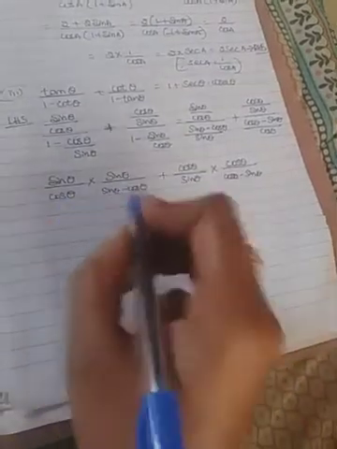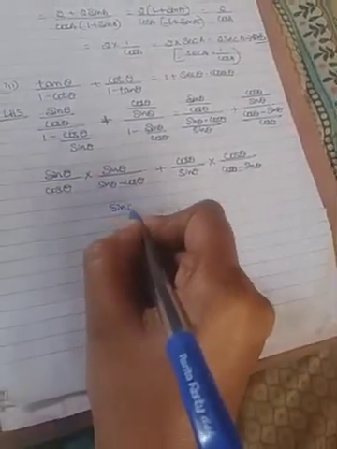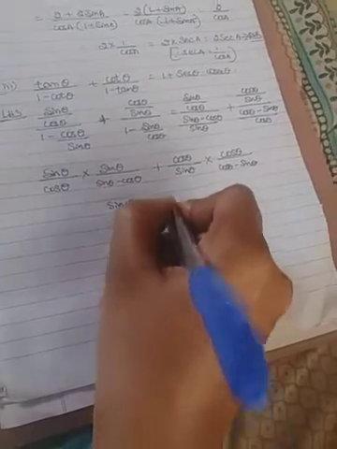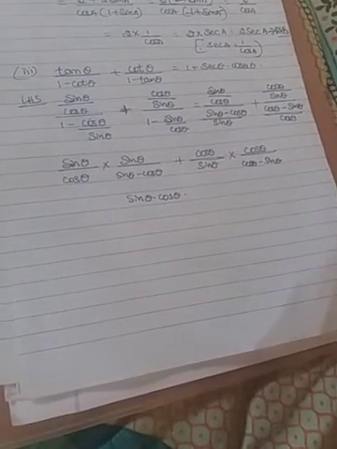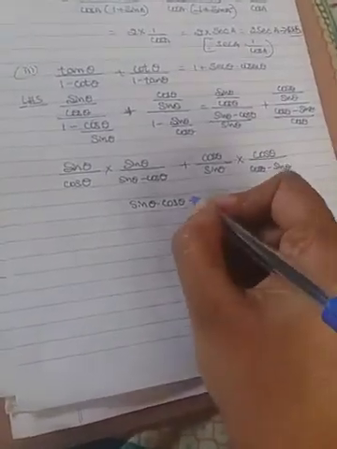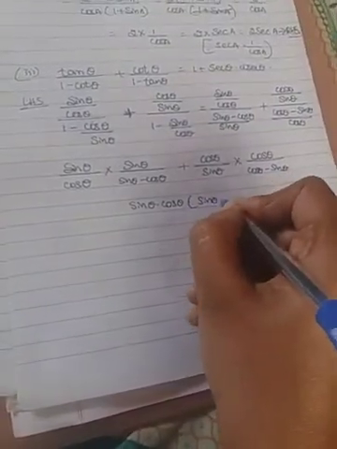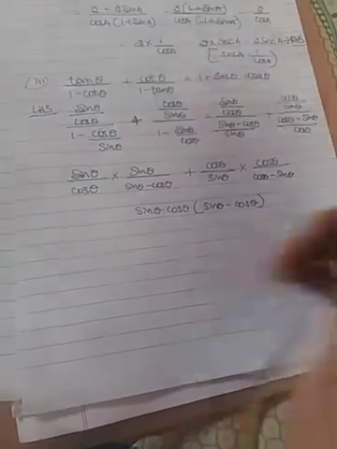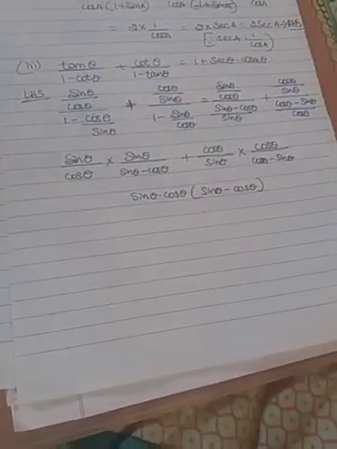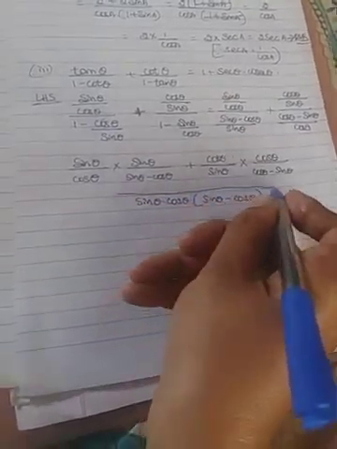Yes, if you take the LCM here, sin theta cos theta, into sin theta minus cos theta, both are the same, no? So we can take that LCM as sin theta minus cos theta. Okay, so if you have taken that LCM whole, what will the numerator become?